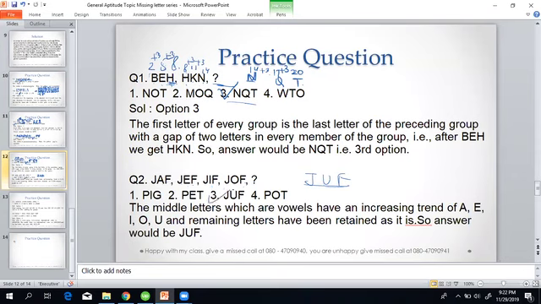Okay, so sometimes the questions are not based on the positions, they can be based on the vowels also. So you can see that it is a very easy question. It is based on the vowels.